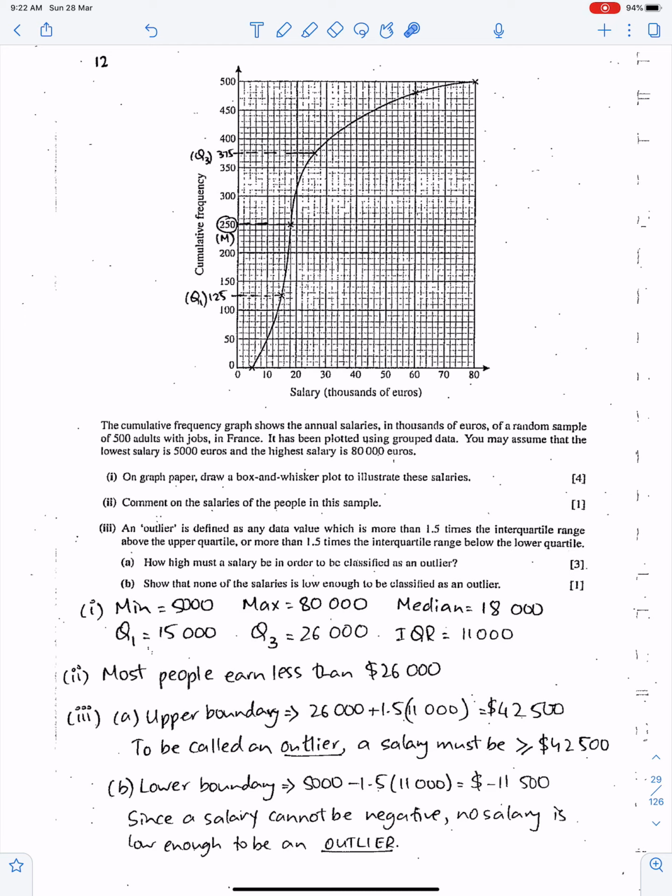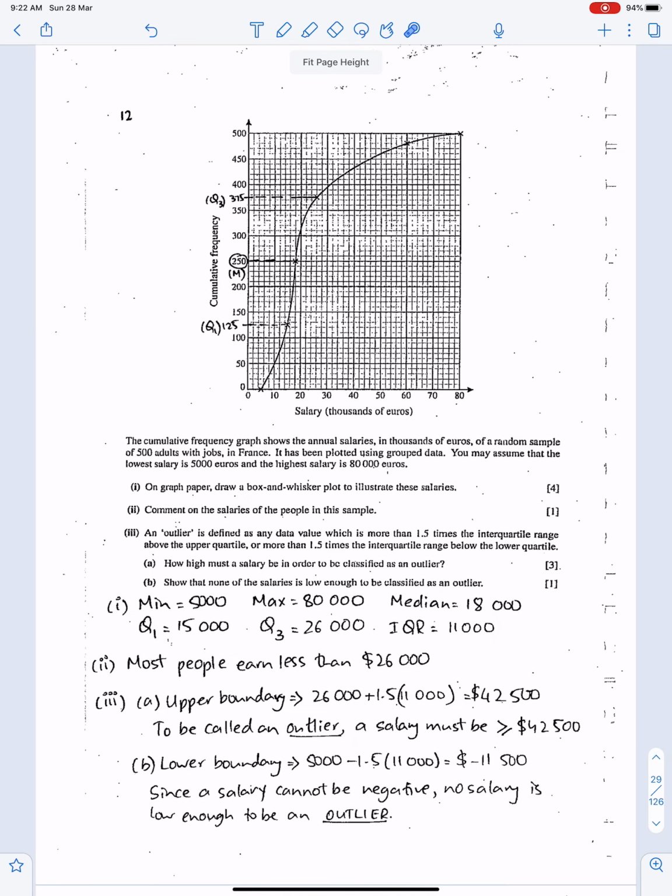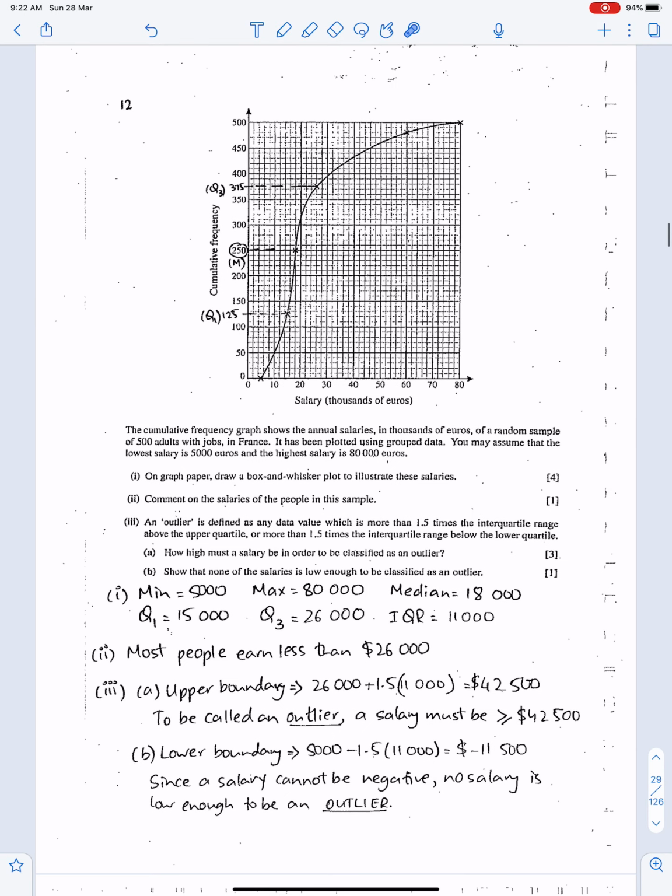Next, show that none of the salaries is low enough to be classified as an outlier. Check the lower boundary. Since lower boundary is negative and salaries cannot be negative, so no salary is low enough to be an outlier. If you want to take the screenshot of this solution, you can.